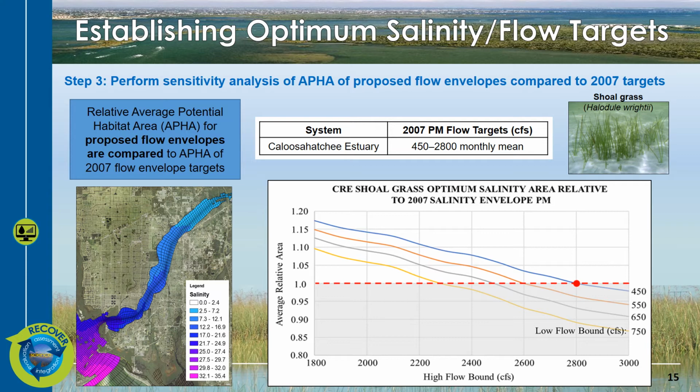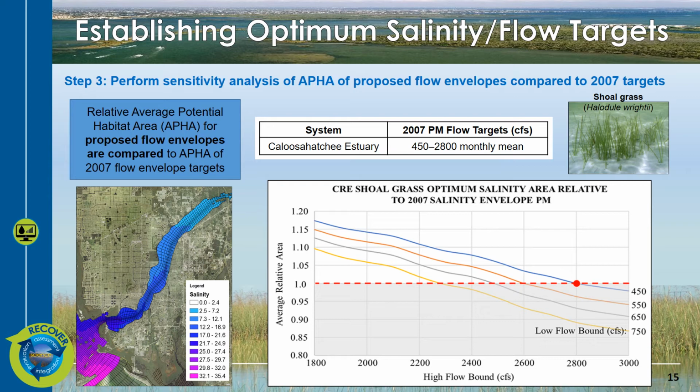The lines represent the low flow bound of a given flow envelope from 450 to 750 CFS. The x-axis includes the high flow boundary of a given flow envelope from 1,800 to 3,000 CFS. So for example, the red dot centered in the graph represents 450 CFS at 2,800 CFS on the x-axis, which was our 2007 target for the Caloosahatchee, 450 to 2,800 CFS.